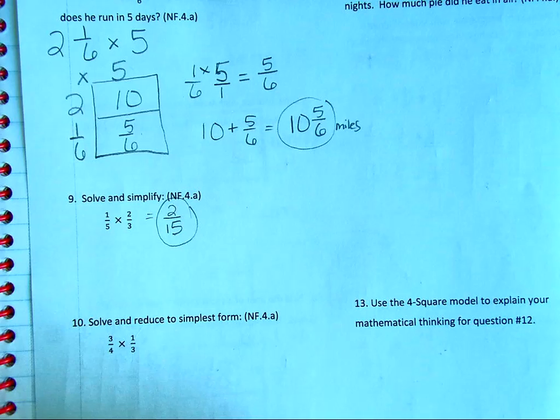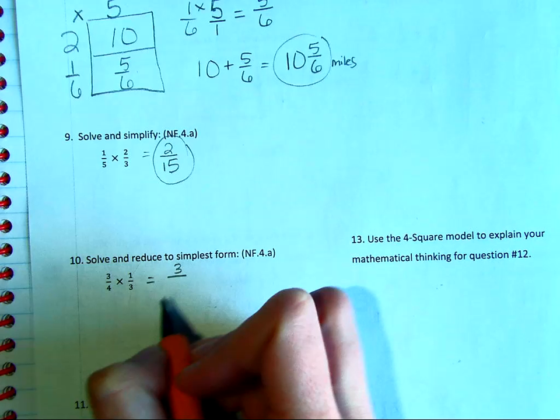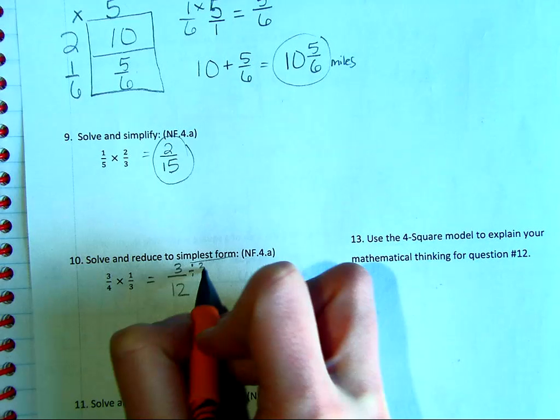Number 10, 3 times 1 equals 3, and 4 times 3 equals 12. And this says that I need to put it in its simplest form, and I know that I can divide 3 evenly into 3, and it will also evenly go into 12. So I'm left with an answer of 1/4.